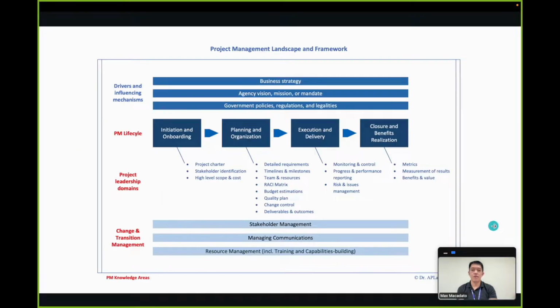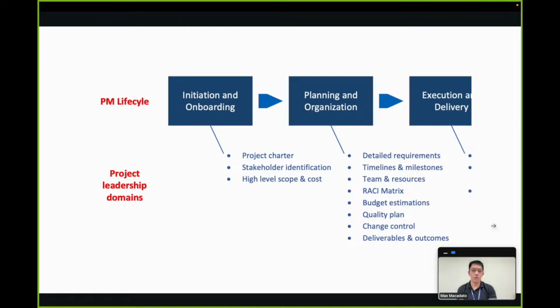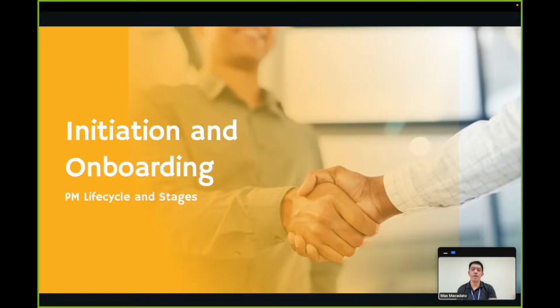So in the project management landscape and framework, our group will be focusing on the initiation and onboarding, as well as the planning and organization. In the initiation and onboarding, we will be discussing the project charter, the stakeholder identification, and the high-level scope and cost. For the planning and organization stage, we will be discussing the detailed requirements, the timelines and milestones, the team and resources, the RACI matrix, the budget estimations, the quality plan, change control, as well as deliverables and outcomes. We will start with the initiation and onboarding.